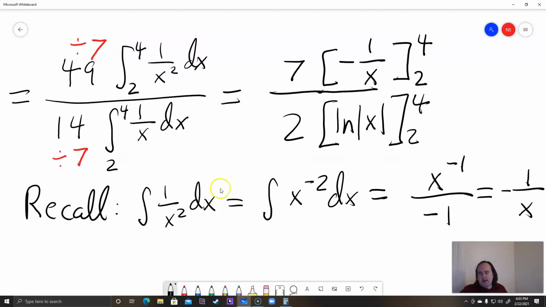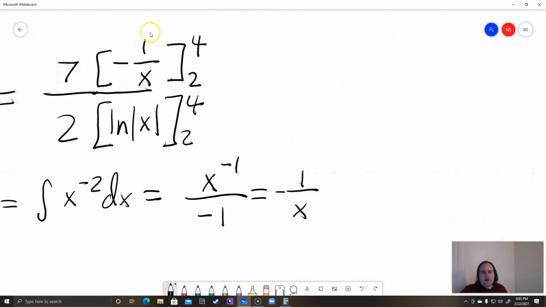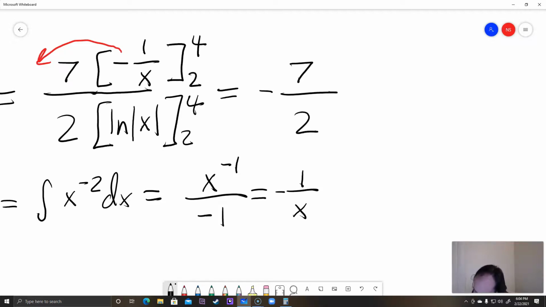Okay? And now all we have to do is plug in the numbers. In the numerator, plugging in 4 on the top, and then subtracting the function evaluated at 2. We can also just bring this minus out front. So if I bring this minus out front, we're going to have negative 7 halves. And then in the numerator, plugging in the top number first, we get 1 over 4, and then we subtract the function evaluated at the bottom number. So that's going to be minus 1 over 2.